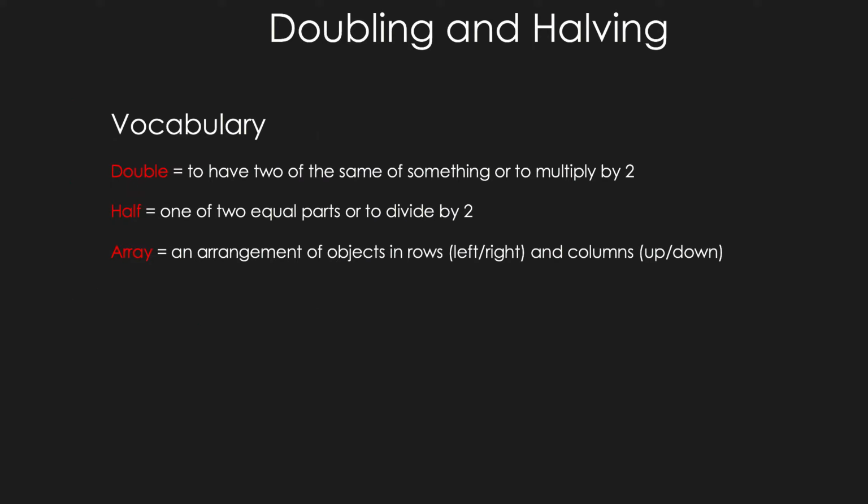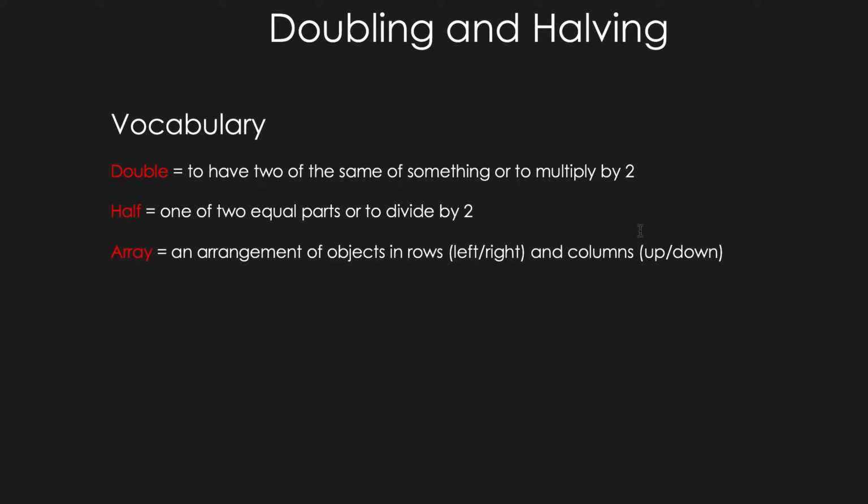Vocabulary. Double: to have two of the same of something, or to multiply by 2. Half: one of two equal parts, or to divide by 2. An array: an arrangement of objects in rows, which are left and right, and columns, which are up and down.